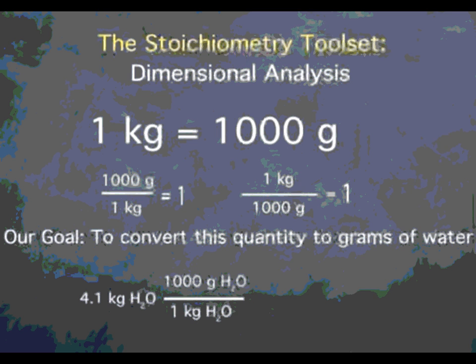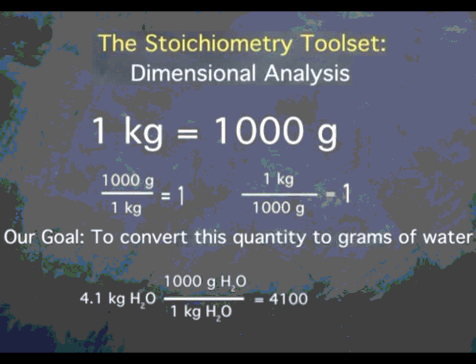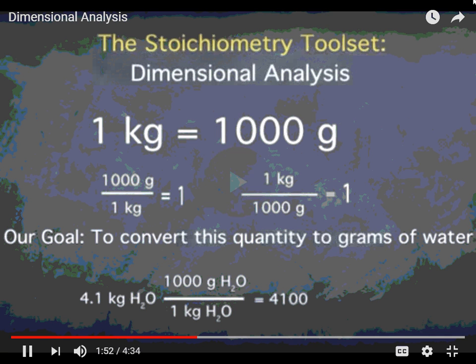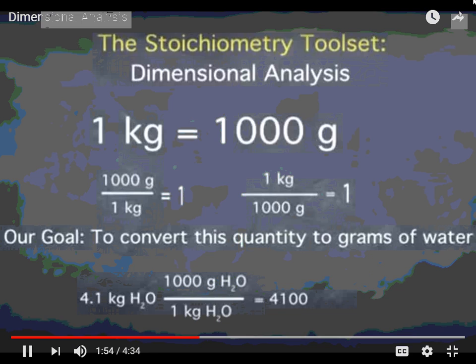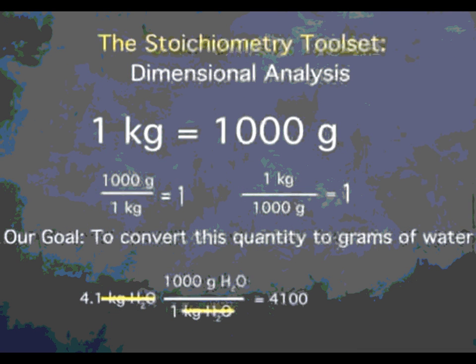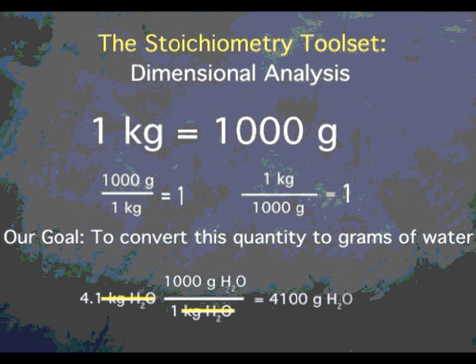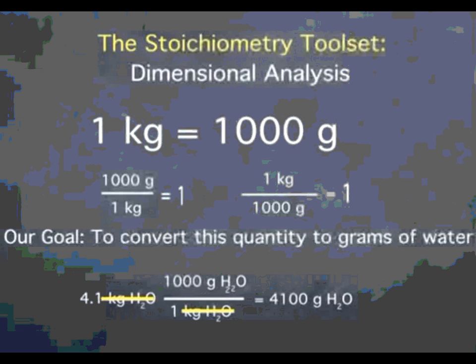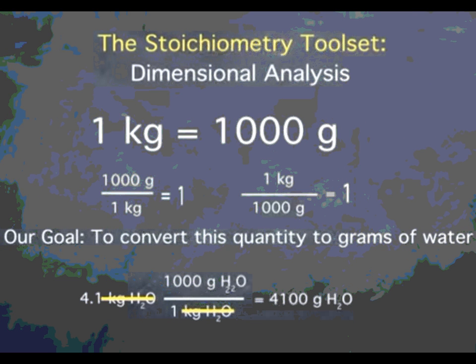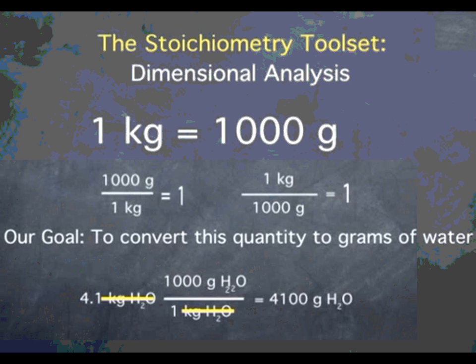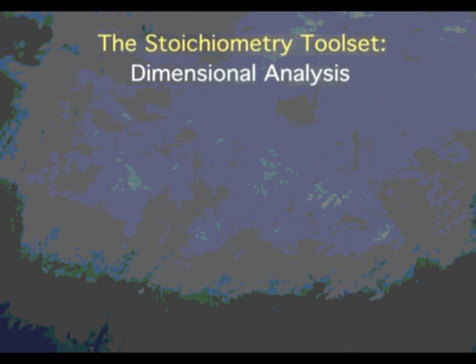This multiplication gives the value 4,100. To determine the units of this quantity, we cancel the kilograms water and are left with grams water. So we achieved our goal of converting the quantity 4.1 kilograms of water over to that same amount expressed in grams of water. Let's do another example of a unit conversion.